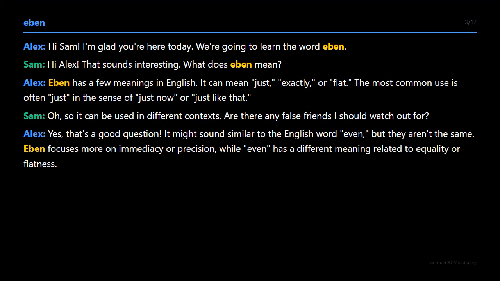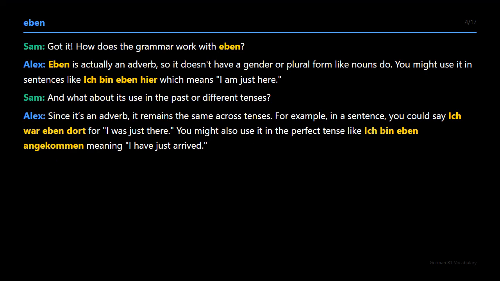Got it. How does the grammar work with eben? Eben is actually an adverb, so it doesn't have a gender or plural form like nouns do. You might use it in sentences like, Ich bin eben hier, which means I am just here.